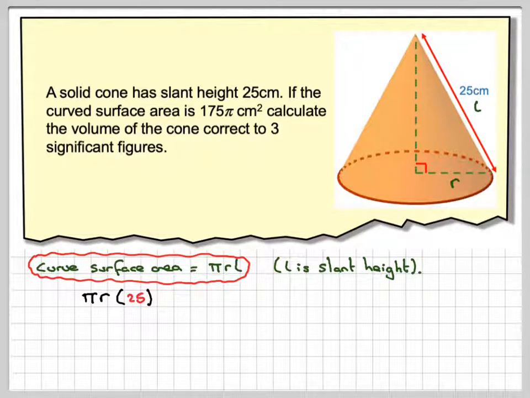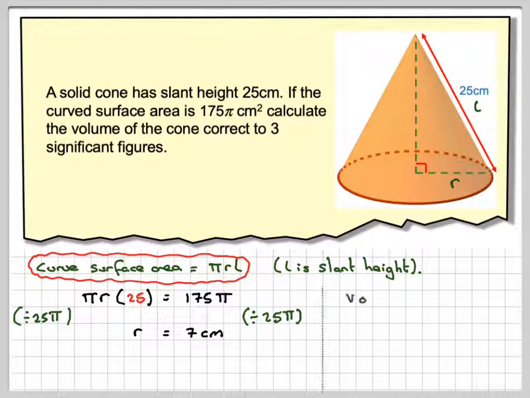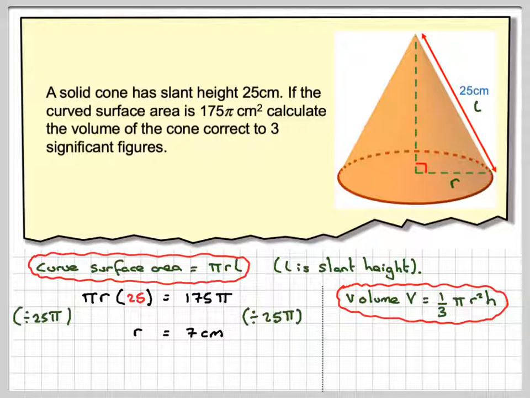To find R, we can say that pi R times 25 must be equal to 175 pi. If we now divide both sides by 25 pi, we get that R is going to be equal to 7 centimeters. And now the volume of the cone is 1/3 pi R squared H. So it's basically the area of the circle times the height, but we take 1/3 of it.